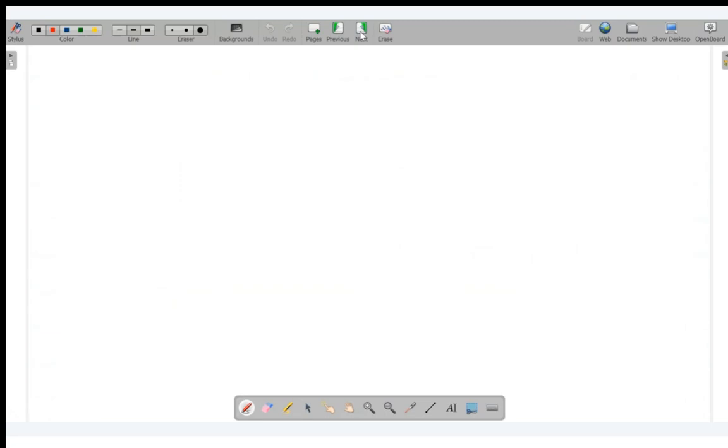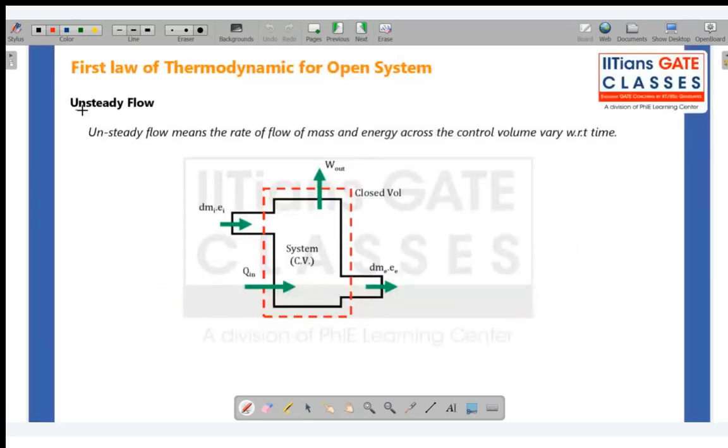So what is unsteady state? Unsteady state flow is basically where the rate of flow of mass and energy across the control volume varies with respect to time. Simple meaning is mass entering, let us say, is 10 kg per second, and mass coming out is 5 units. So that means the mass of the system is bound to change. It will increase, right? Because more mass is coming in, less is going out.